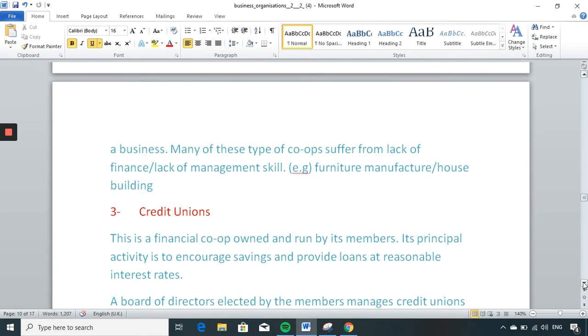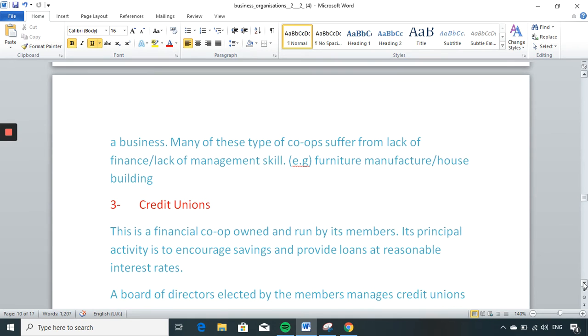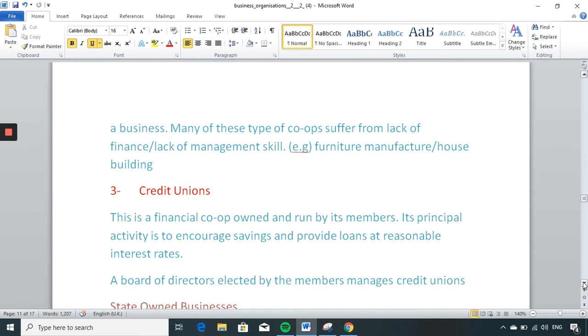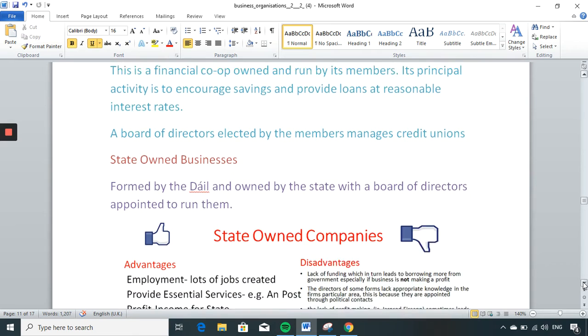Or credit unions. That is the most common one. It's owned and run by its members. They want to encourage savings and provide loans at reasonable interest rates. Profits are not the sole goal of cooperatives. Obviously they want profits and want to be able to pay their members out, but continuity and providing services in the local community or areas is also a goal for credit unions.